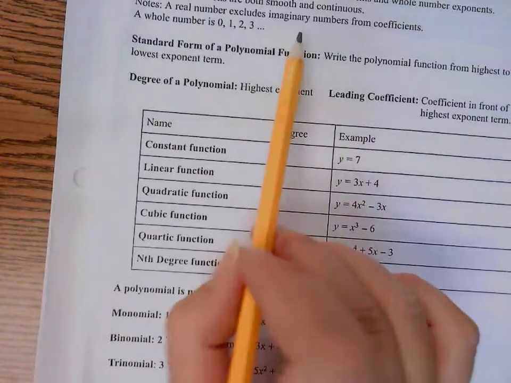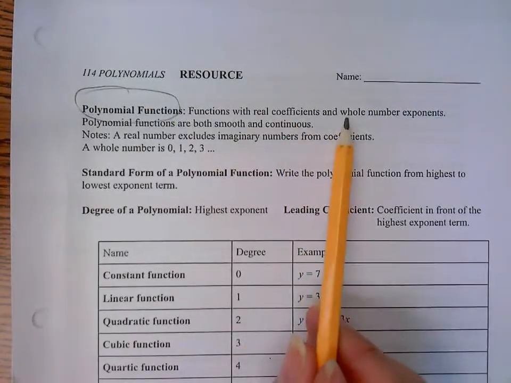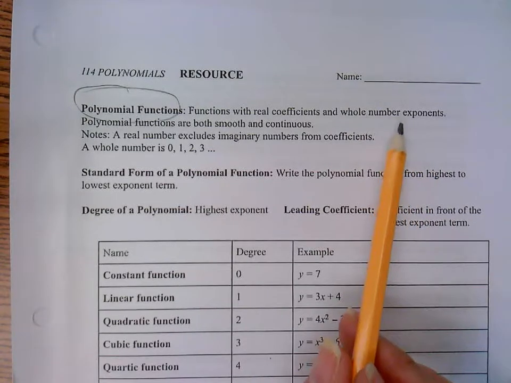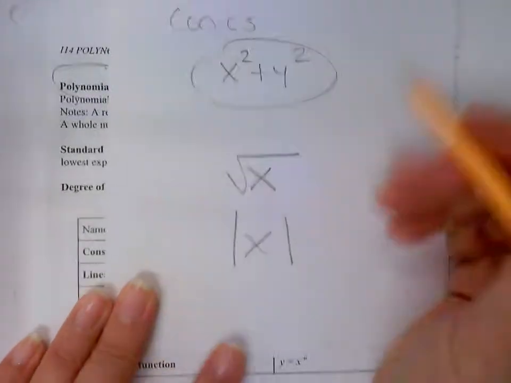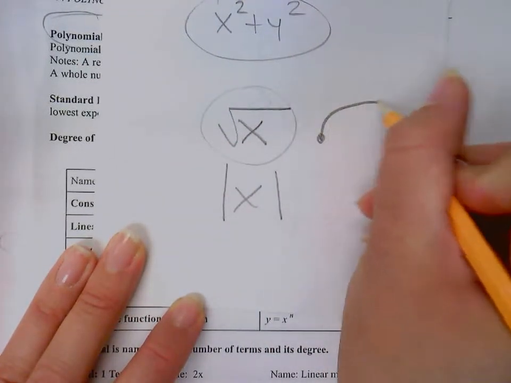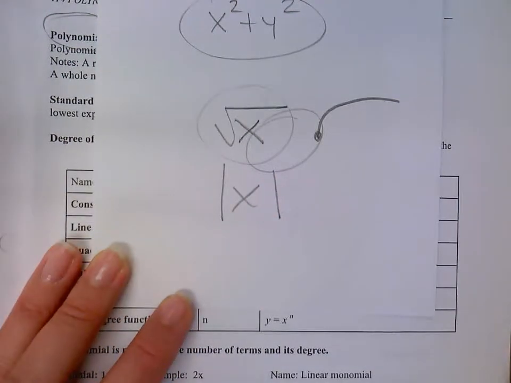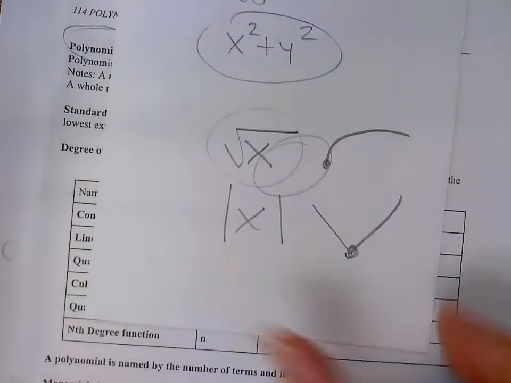They have to have real coefficients, no imaginary numbers, and they have to have whole exponents. And they're smooth and continuous. So our friend square root of x is not continuous because over here it doesn't exist. And then absolute value is not smooth. It has this jagged turning point.